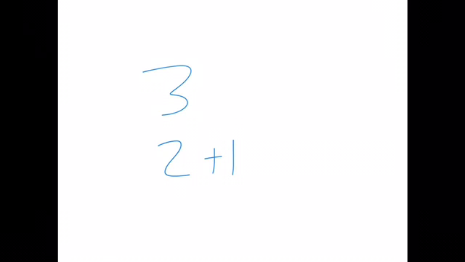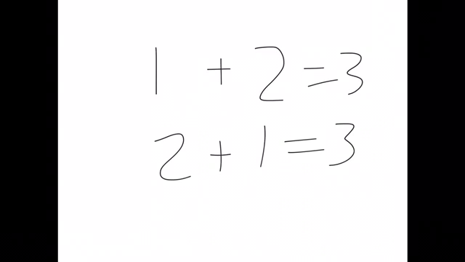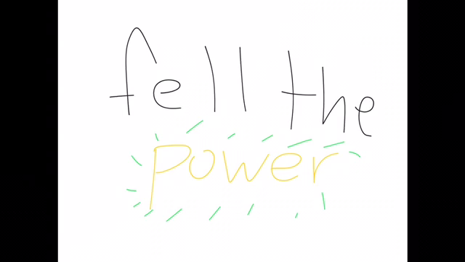But can you do 1 plus 2 to equal 3? Yes, you can. As you see in this little diagram, 1 plus 2 equals 3 and 2 plus 1 equals 3. That is the power of the commutative property. Anyway, we can also do that with multiplication.